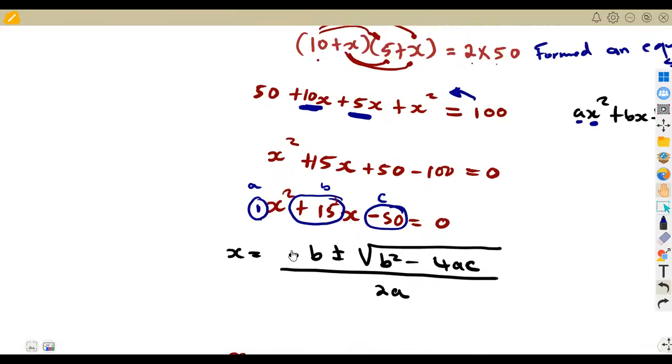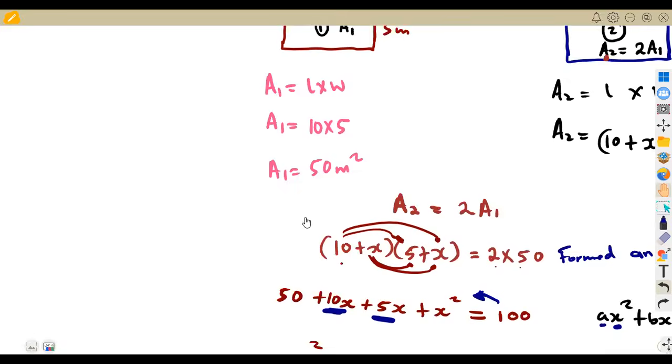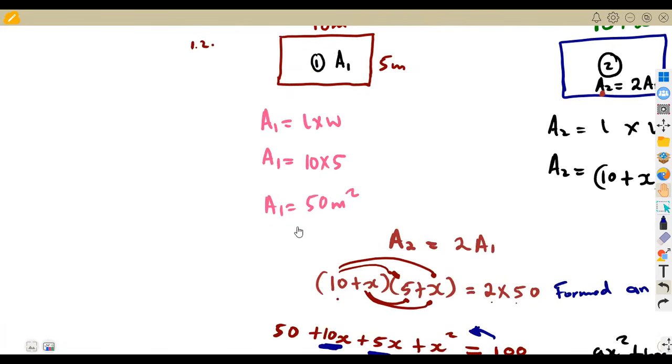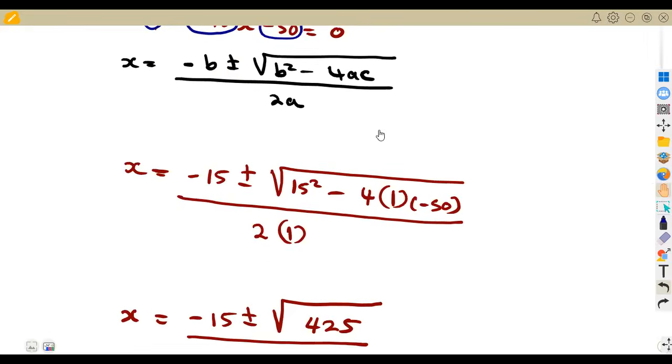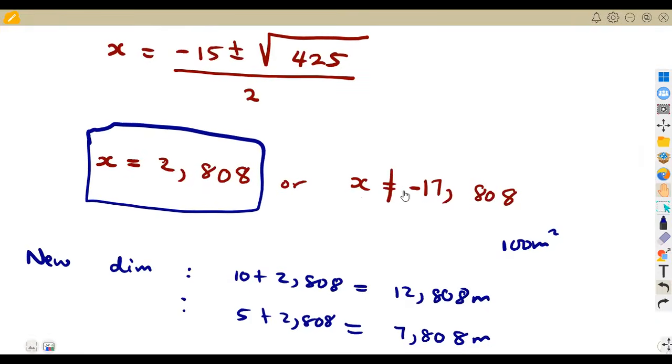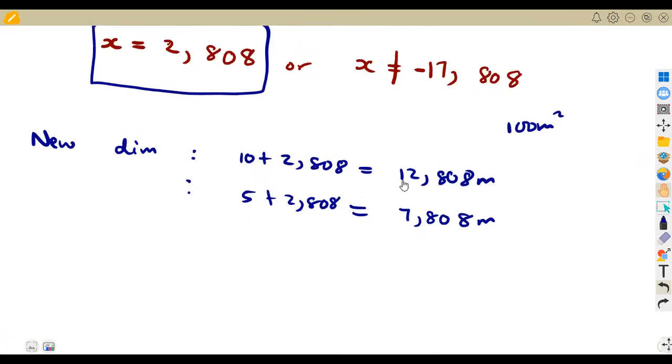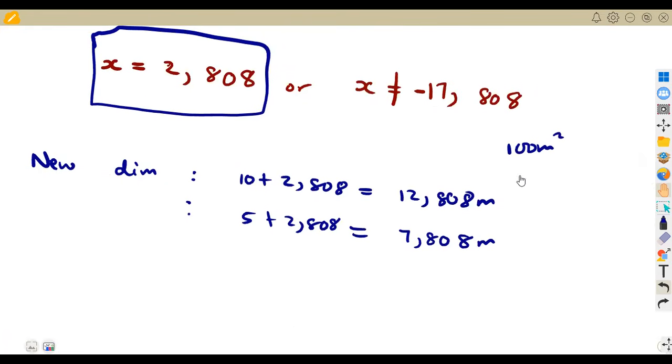The area of the first rectangle, we said it's 50. So if we double this, our area must be 100, okay? If we double, it means we are multiplying by 2. So we want to prove that if we multiply these two, we must get a 100. But now these are rounded values, rounded figures that we see.